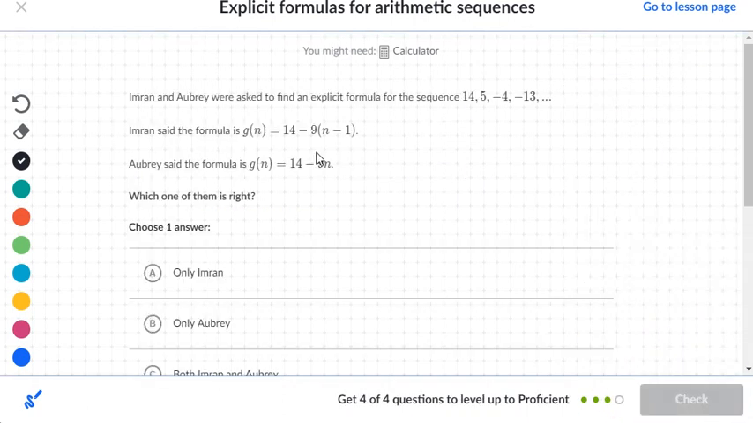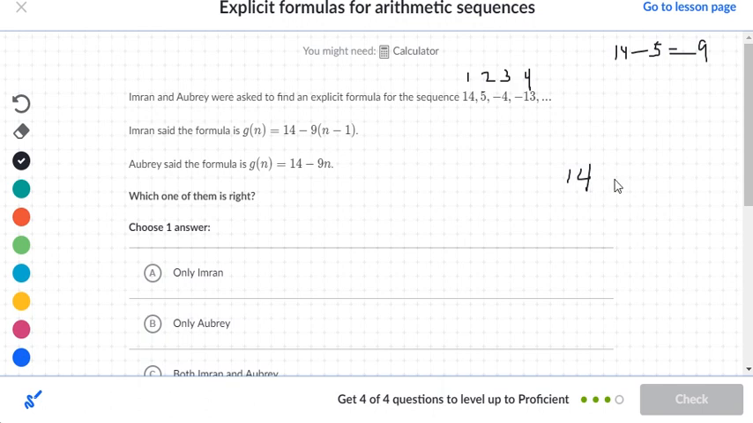Okay, now we again have two students here, Irma and Aubrey. We're asked to find an explicit formula for the sequence. So this is our first, this is our second, this is our third, and this is our fourth. Notice it's gotten smaller. It went from a positive to a negative, so that's probably a good indication that it's going to be a negative number here. Our very first number in the sequence is 14. If we took 14 minus 5 like we did earlier in the other problem, we actually get 9.